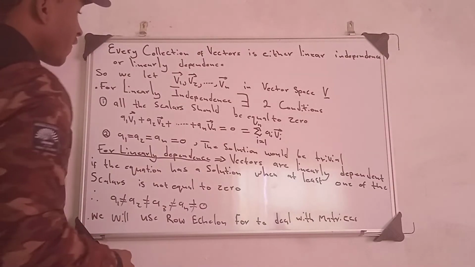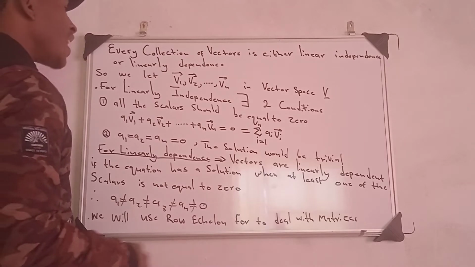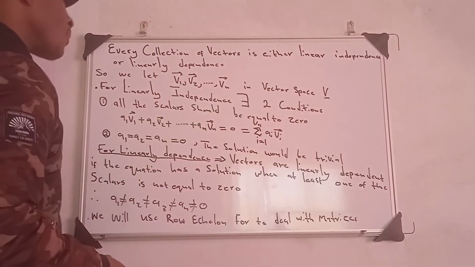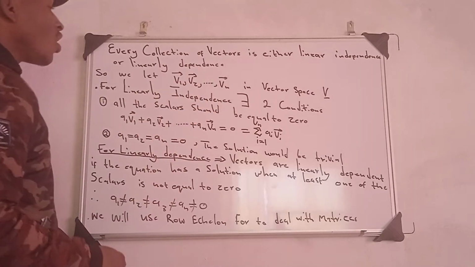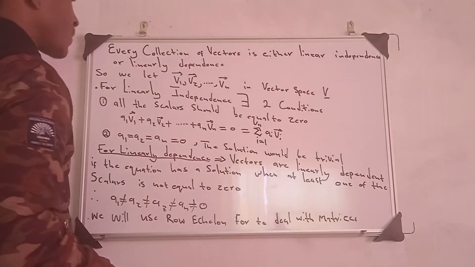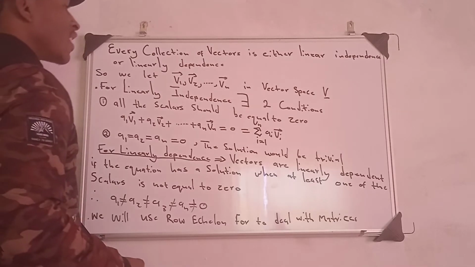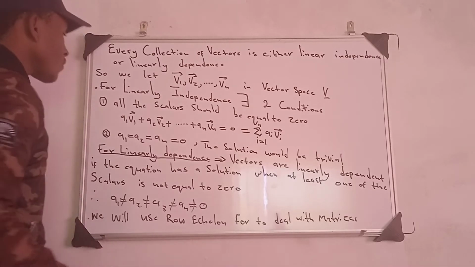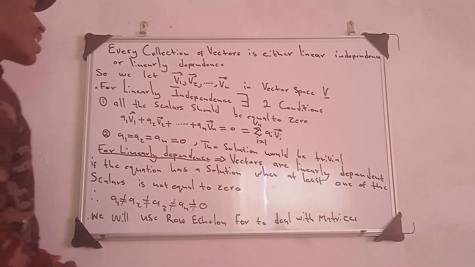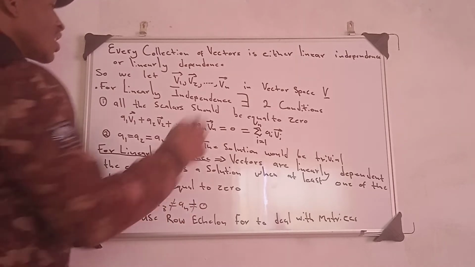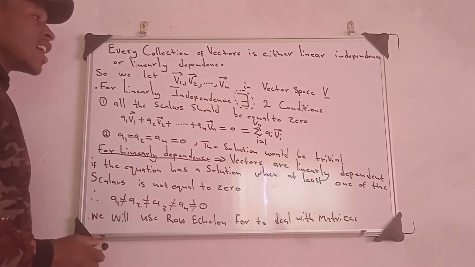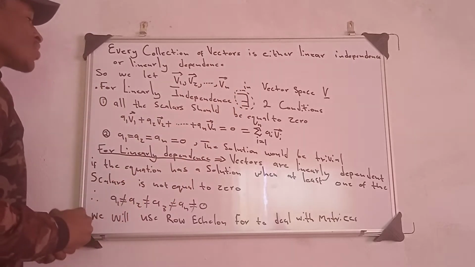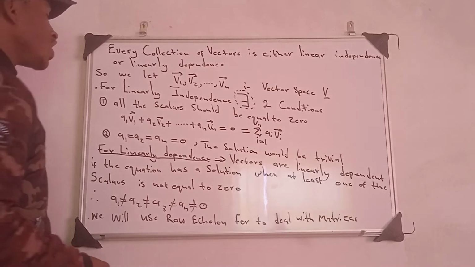So let vector v1, vector v2, all the way to vector vn exist in the vector space V. This means that v1, v2, all the way to vn are a subset of the vector space V. For linear independence, there exist two conditions. This sign is an existential quantifier, so there exist two conditions.